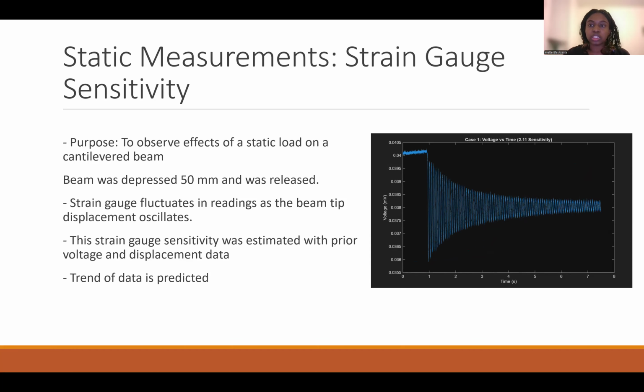In the first case, the edge of the beam was depressed by a finger by about 50 millimeters or so, and then released. The graph here shows the fluctuation in voltage readings as the beam, or the ruler, oscillated. The strain gauge sensitivity was estimated with prior voltage and displacement data, and the trend of data is predicted.